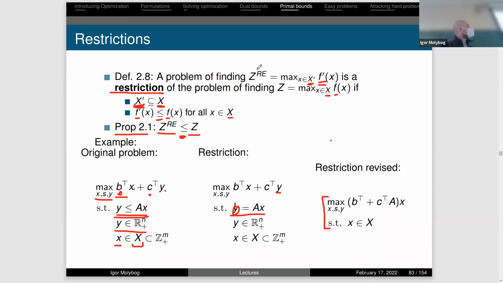The restriction of a relaxation. Yes, basically, you can view it this way too. In fact, Z is a relaxation for the problem of finding ZRE, which is a good observation. So therefore, it's a kind of a dual thing to relaxation.